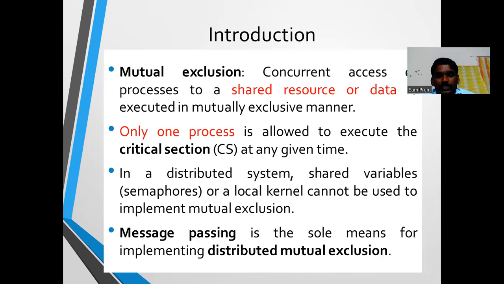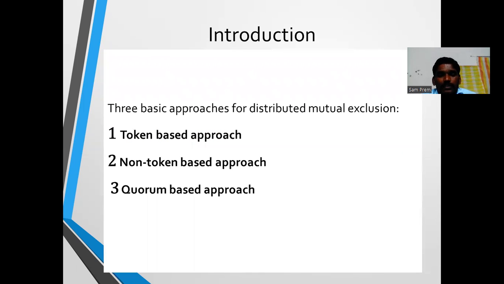So message passing in the distributed environment is very important. If two processes want to communicate, they can communicate and coordinate their actions with the help of passing messages. So the sole means for implementing distributed mutual exclusion is message passing. In that, you have three approaches to distributed mutual exclusion. First one is the token based approach, second one is the non-token based approach, third one is the quorum based approach.